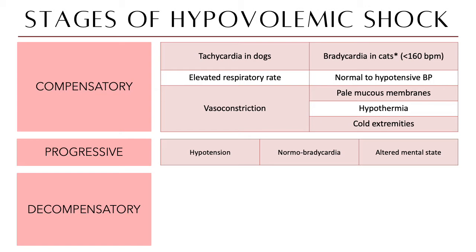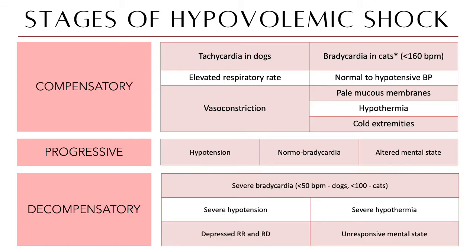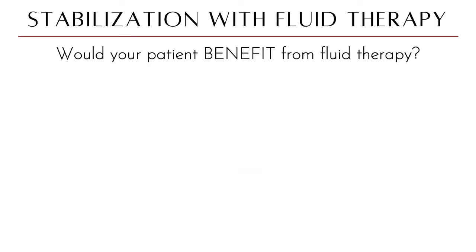Right? And then again, if you do not recognize it, it will enter into the decompensatory phase and everything will just go down. Right? A heart rate of less than 50 for dogs, less than 100 in cats. Severe low BP, low temp. Everything is just shutting down. Right? So in any stage of this, the first or the best option that you can give immediately would be fluid therapy, right? It would be fluid therapy.